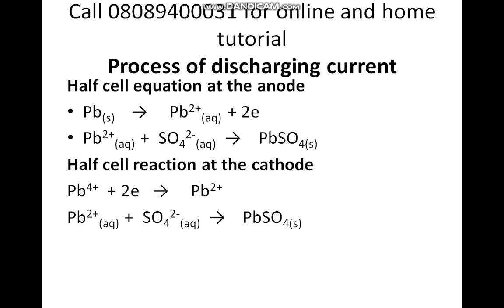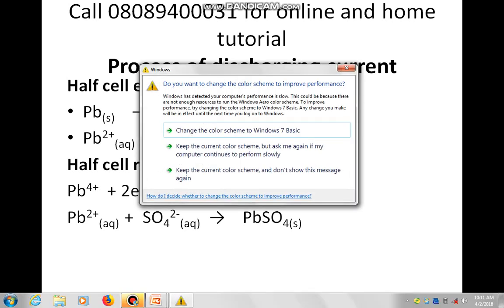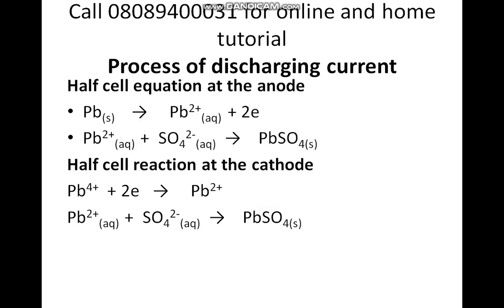Recharging of the cell is the reverse process that occurs during the discharging of current. It is important to note that the cathode in the recharging of the cell is the anode in the electrochemical cell process that occurs during the discharging of current, while the anode is the cathode. What happens at the cathode of the cell during recharging of the cell?